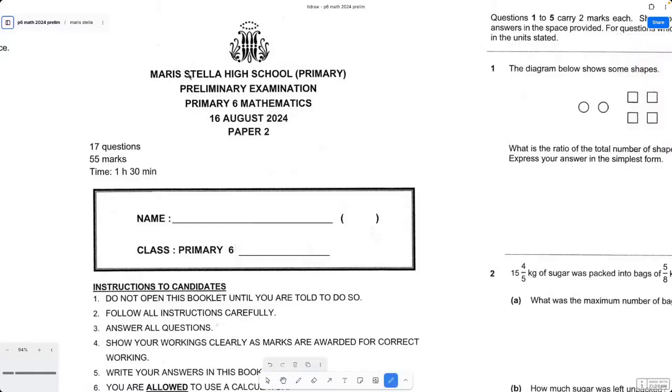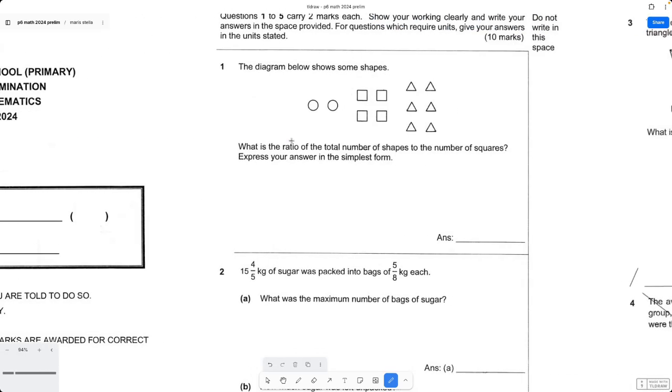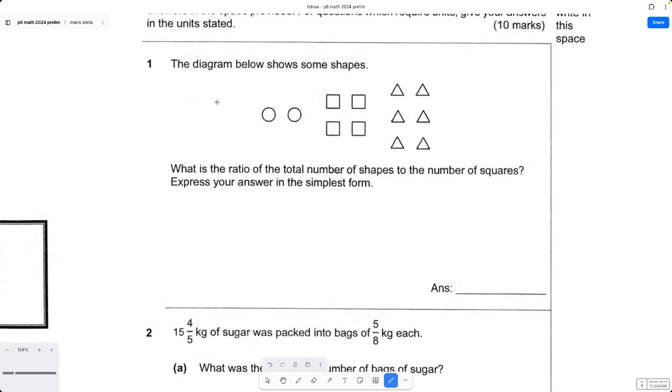In this video, we're going to go through the Stella High School Primary Preliminary Examination, Primary 6 Mathematics, Paper 2. So let's get started on the first question.